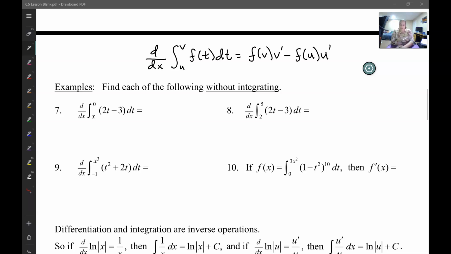Let's start to apply this. I copied our second fundamental theorem of calculus up here for reference. And now we're going to apply it. So I have the derivative of the integral from x to 0 of 2t minus 3 dt.